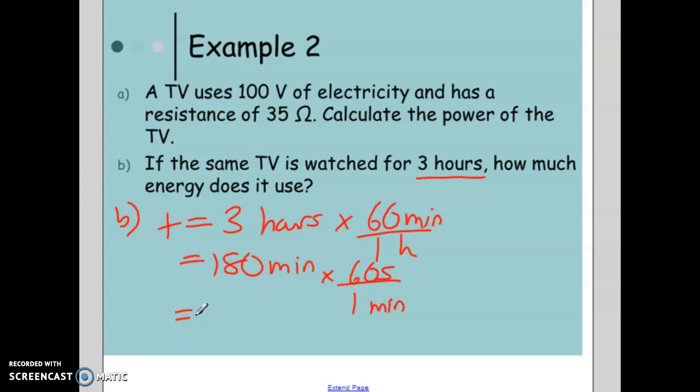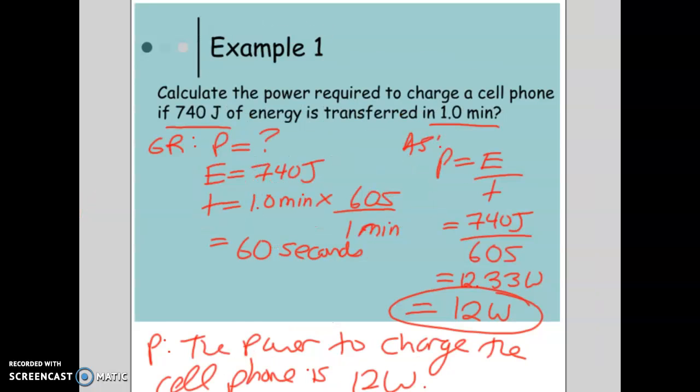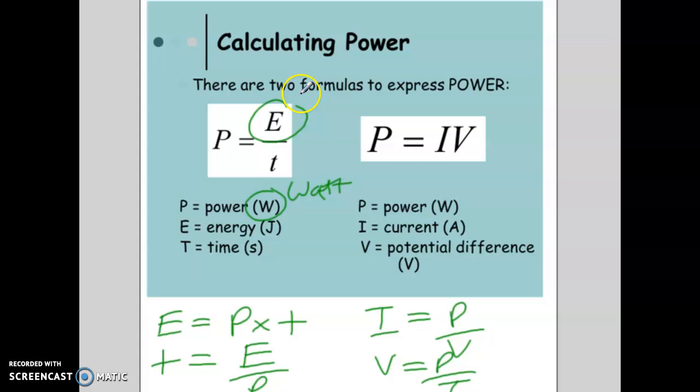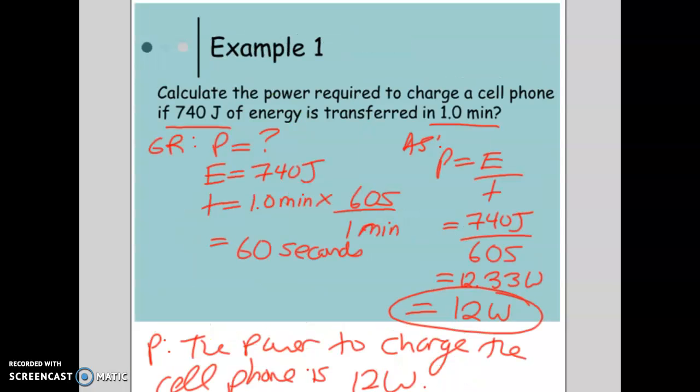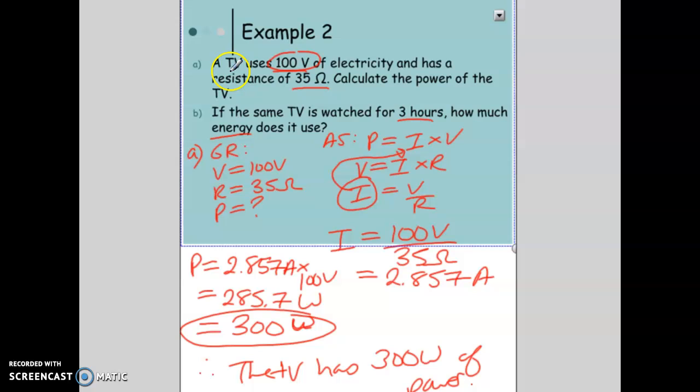So we have 180 times 60. So we have 10,800 seconds in that time. And we're looking for energy. Okay, so energy is involved in this formula here, power times time. So the power, the reason why they're letting us know it's the same TV is so we can use our information from part A. So we calculated the power out.